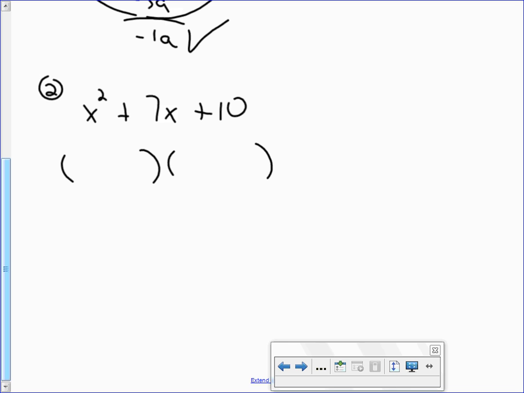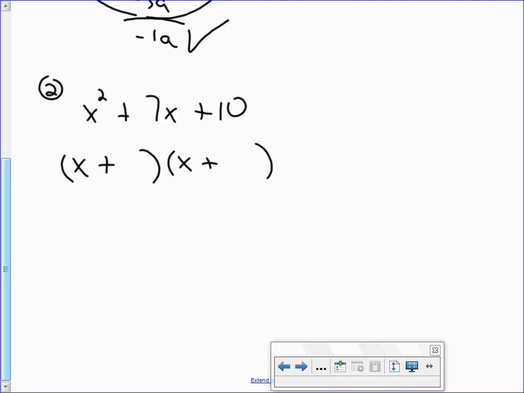The first term's easy. What is x squared? That's x and x. That's easy. We'll talk about the sign rules in a few minutes and we'll write it all down in one place. But for right now, if there aren't any minuses anywhere in the problem, there aren't going to be any minuses anywhere in the answer. There's no minuses in the problem, no minuses in the answer, then both of these are going to be plus.